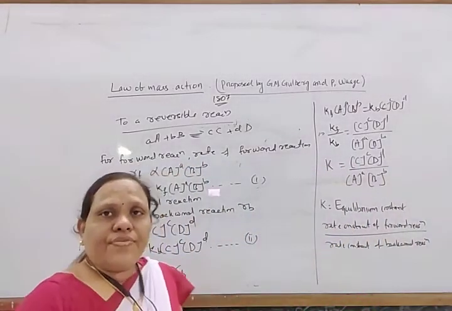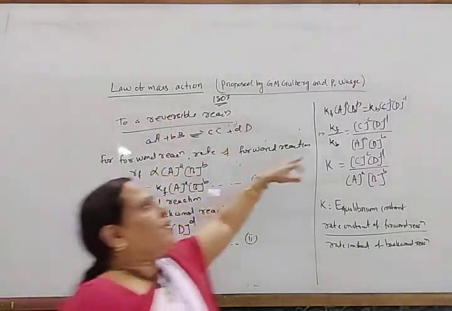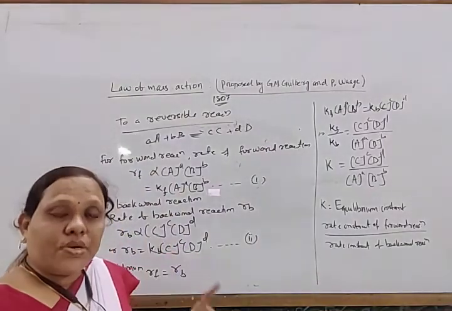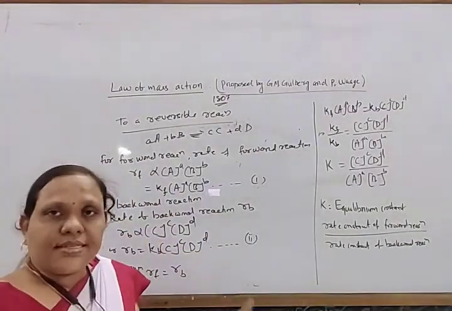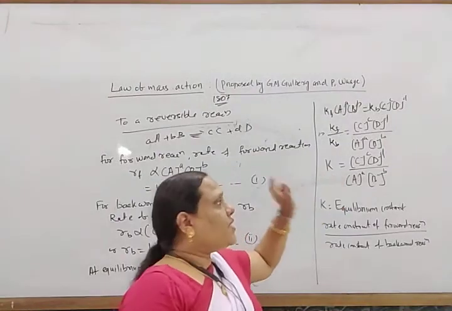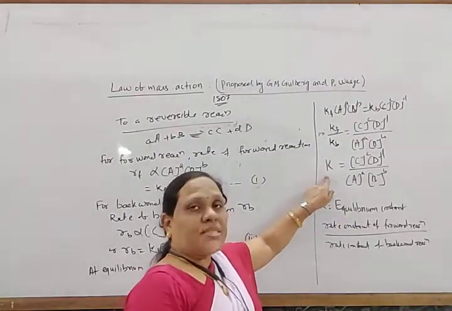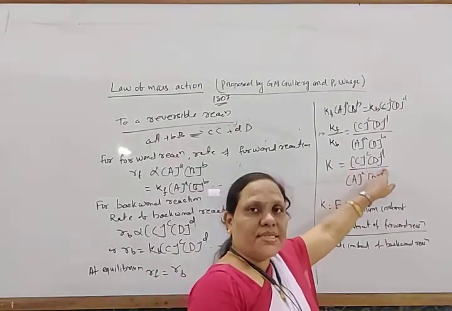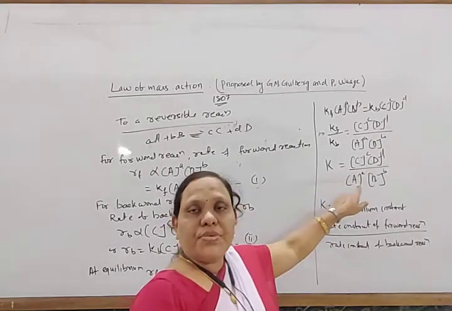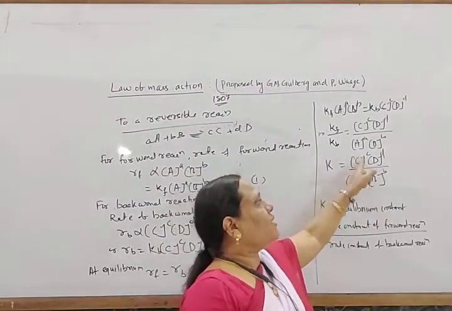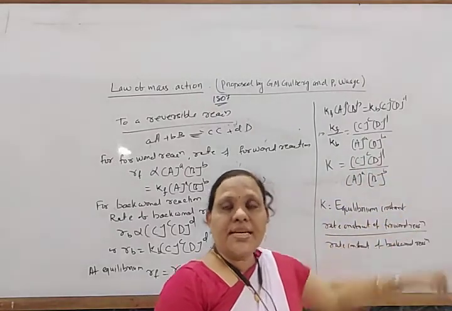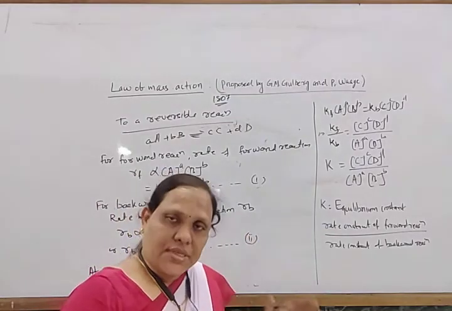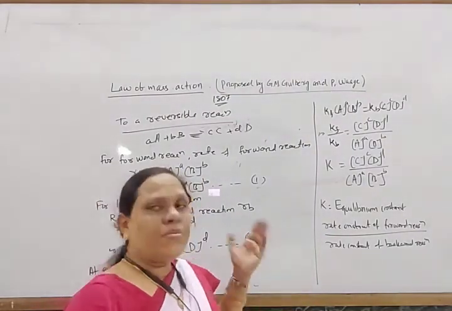So the ratio of Rf by Rb, this is the ratio of Kf by Kb, the rate constant of the forward to the backward reaction, is known as the equilibrium constant. Or we can say the equilibrium constant is the ratio of the product of molar concentrations of the product species to the molar concentrations of the reactant species, each term raised to the power equal to its coefficient as represented in a balanced chemical equation. So this is a constant and known as the equilibrium constant.